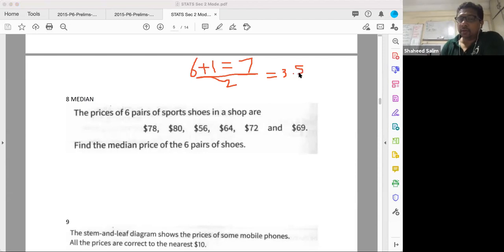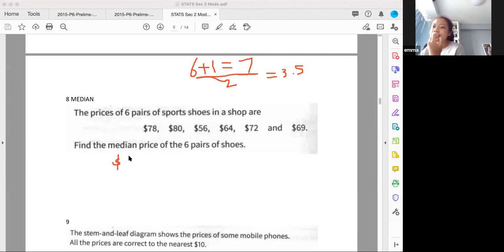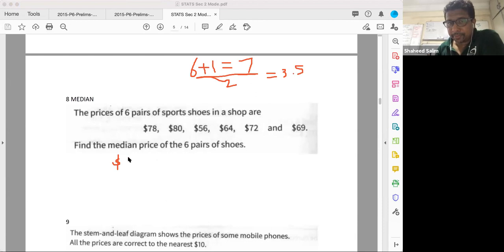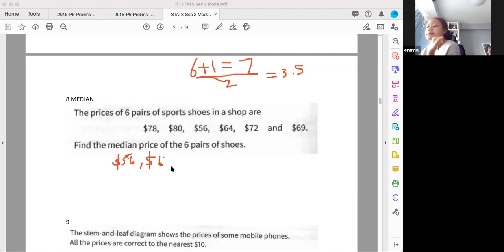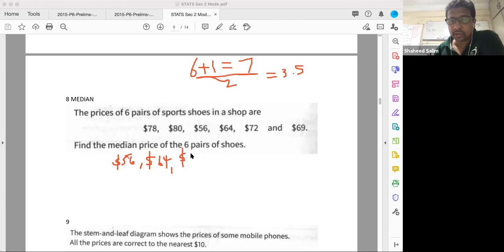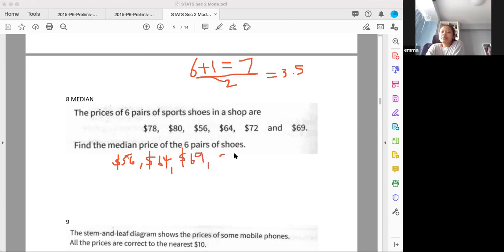So the 3.5 position. I do the first one with you, okay? What is the smallest price? 56. So we arrange it this way first. For median, you need to do the arrangement. You have to write it out. Then the next one is 64. The next one? 69. Next one? 72. Next one? 78.